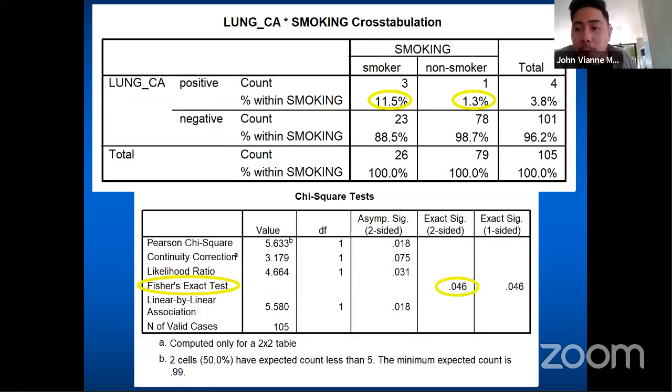Say, kung positive or negative ka sa lung cancer versus kung smoker o non-smoker ka. So in this case, we can see na katulong mga positive, 11.5% of that is smoker. Katong mga non-smoker nga naay lung cancer, positive sa lung cancer, 1.3% lang. If we're going to look at this, napakalaki ng variance, diba? So we're going to check the Fisher's exact test. Titingnan natin if it has a significance. So the value of the P is 0.046. Is this significant or not significant?